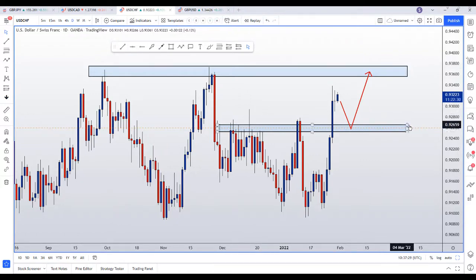Remember, they've got that big pound news on Thursday, so hopefully we can see some moves that we can trade before that happens, because I don't really want to be trading when that big news comes out on Thursday.